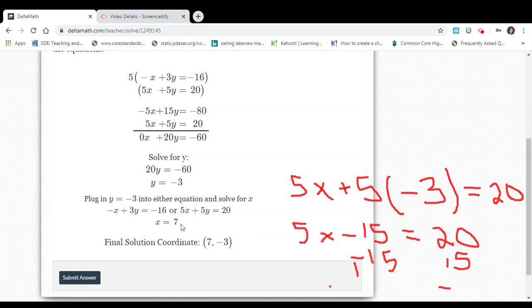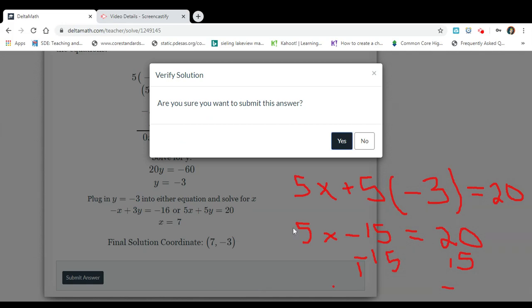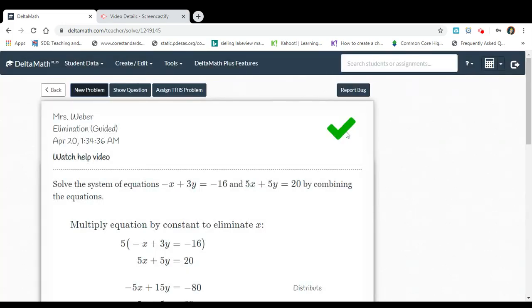And it's just asking you again, okay, do you want to submit your answer? Yeah, let's do it. And are you sure you want to submit? Yeah, I want to submit this answer. And the little check mark is awesome. It means that we got it right.